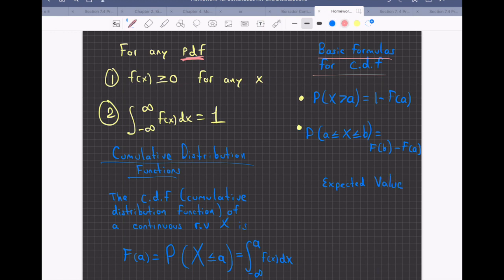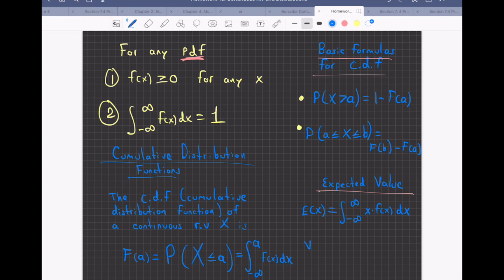Expected value for the continuous case is given in this way. The expected value of x is the integral from negative infinity to infinity. Remember that for the discrete case, we had to multiply x times the probability mass function. It is the same here, but in the discrete case, we have to do a sum. Here, we have to multiply and compute the integral.